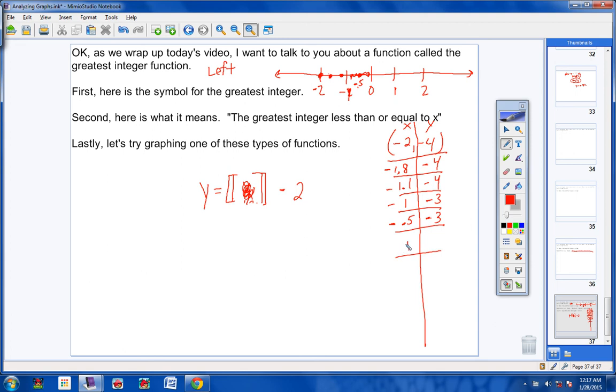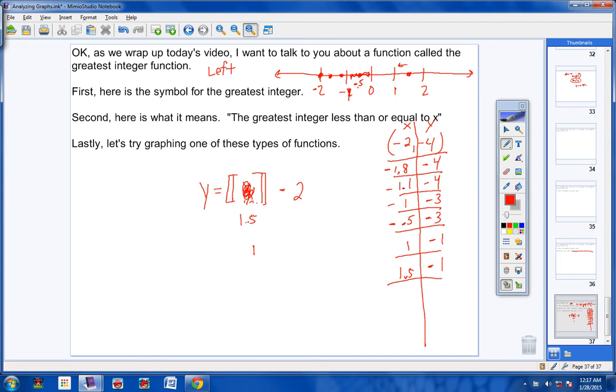Okay, so if we put a 1 in, we get out a 1. 1 minus 2 is negative 1. Now, let's put in a 1.5. So if I put 1.5 into my greatest integer bracket here, always go to the left. What's the nearest integer going to the left? 1. So if I put a 1.5 in, it comes out a 1, and 1 minus 2 is negative 1. So if I put a 1.5 in, I get out negative 1.